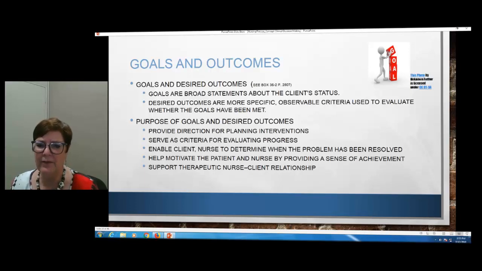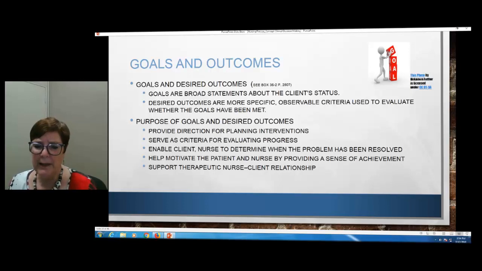Okay, we have assessed the patient. We know that there are problems. We have defined the problems in our problem statement or nursing diagnosis. So now we have to have a more systematic method of planning the care. We're just not going to go out there helter skelter. So it's going to provide us direction for planning. It also is a criteria for evaluating progress.